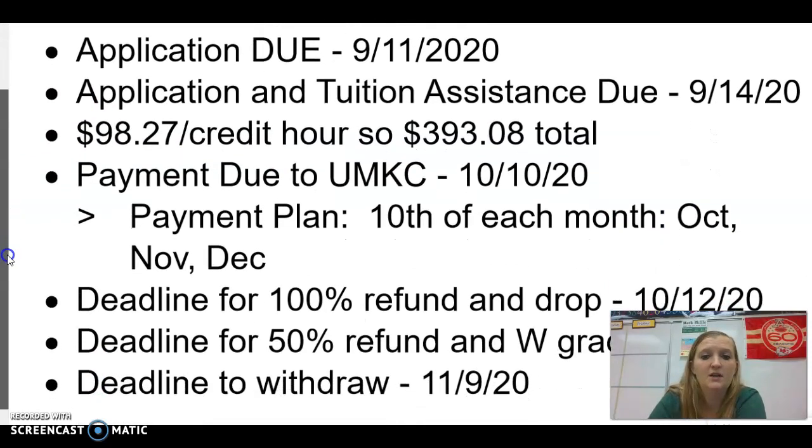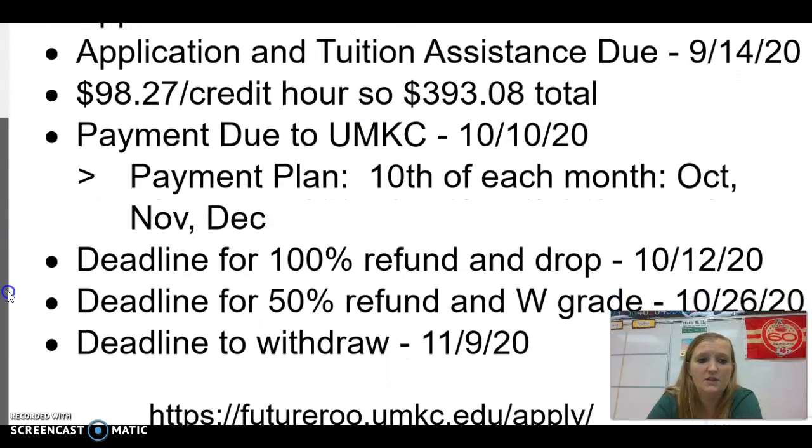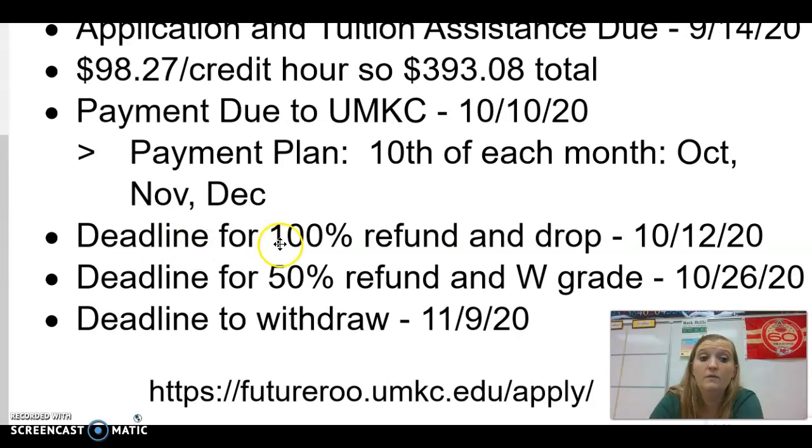If you want to do a payment plan, they break it into 3 payments, October, November, December on the 10th of each month. Something to note, the deadline for the refund is October 12th, so we don't have a lot of school before that, so it's really hard to decide, and I don't know why they do that. We have to enroll now, even though the students don't actually get their grade until the spring, but for some reason they make us do it now. You can get a 50% refund on the 26th, and if you want to withdraw at all, you have till the 9th, but that would be without any refund.